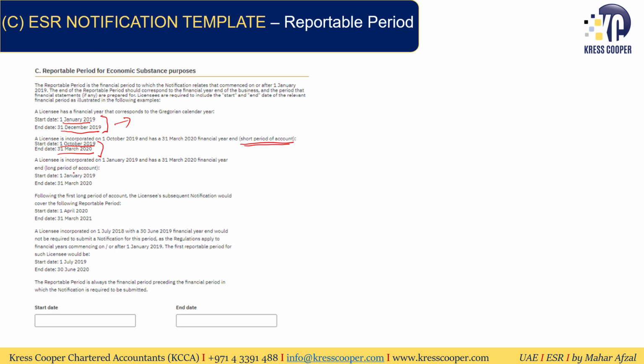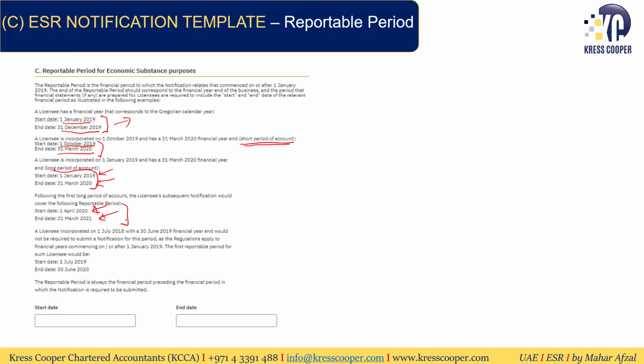The long financial year as well. There might be a possibility that a financial year starts 1st Jan 2019 and ends 31st March 2019, then 15 months will be considered the relevant financial year, the first financial year reporting period. But in the future, a relevant financial period will be just 12 months, starting from 1st of April 2020 till 31st March 2021.